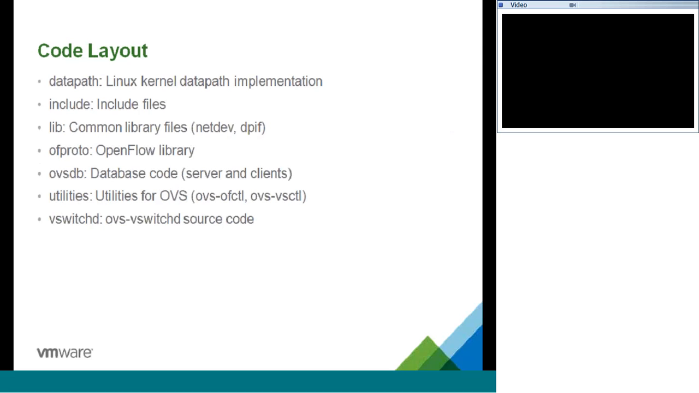OFProto is the OpenFlow library. It actually contains most of the logic that does the switching. We call it the OpenFlow library, but it actually contains a little bit more than that, and we'll get into that a little bit later. The OVS-DB directory contains the OVS-DB database code for both servers and clients. Utilities has the utilities for OVS, so that's where things like ovs-ofctl, ovs-vsctl, and ovs-dpctl all live. And then vswitchd is the source code for the vswitchd process, and that's the root when you're running OVS, and it makes use of these other files.